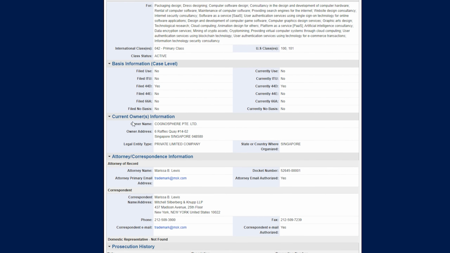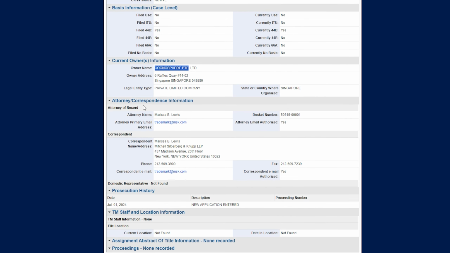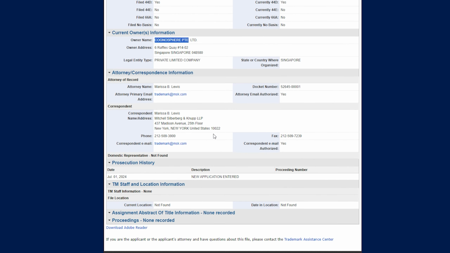And you can see here, current owner and information is Cognosphere Private Limited. They are located in Raffles Place, Singapore. For those of you who don't know, miHoYo changed their name to Cognosphere, so this is definitely one of them that is filing it as well. These are the filing information of the correspondent attorneys. And you can see here there is a new application entered on the 1st of July. This news is 1 week old.